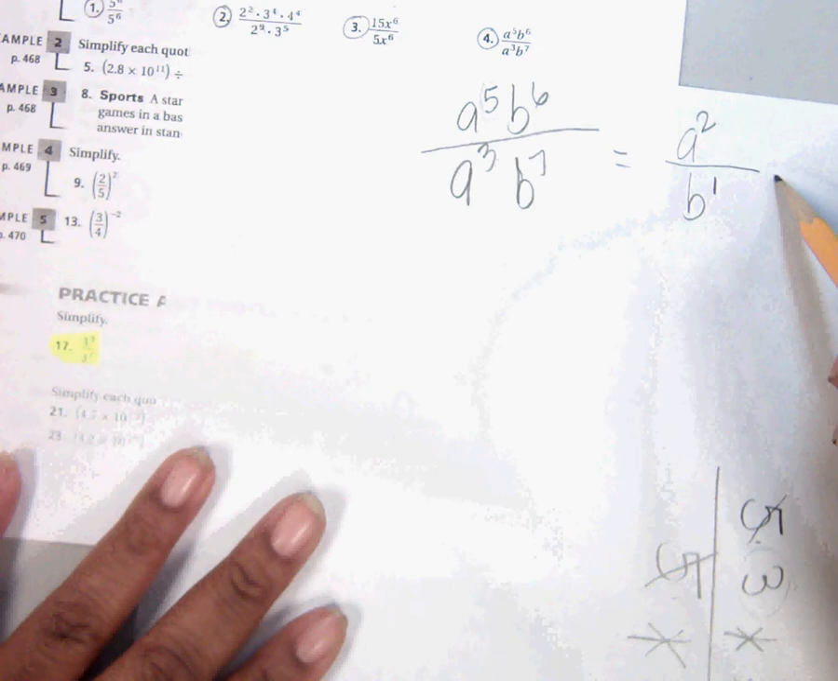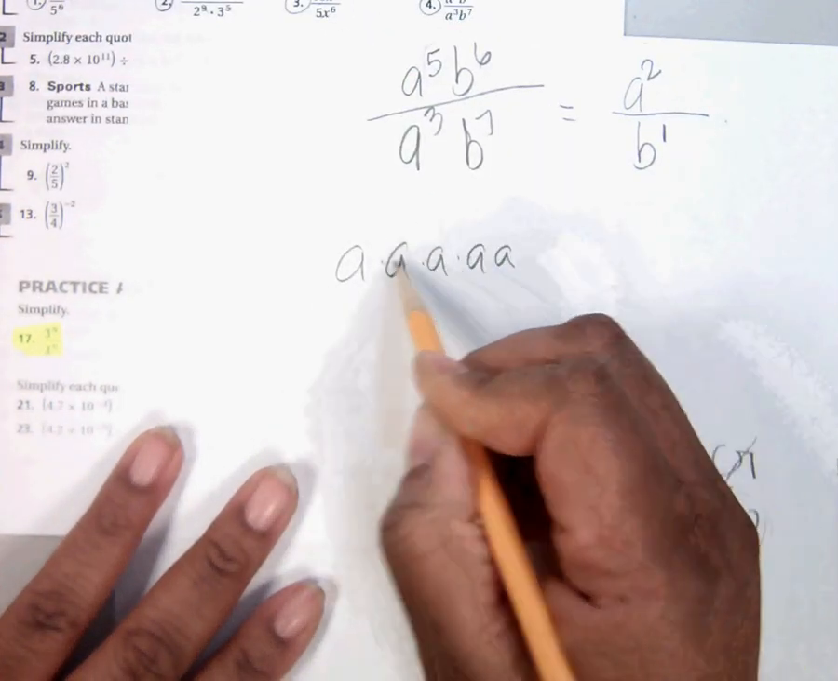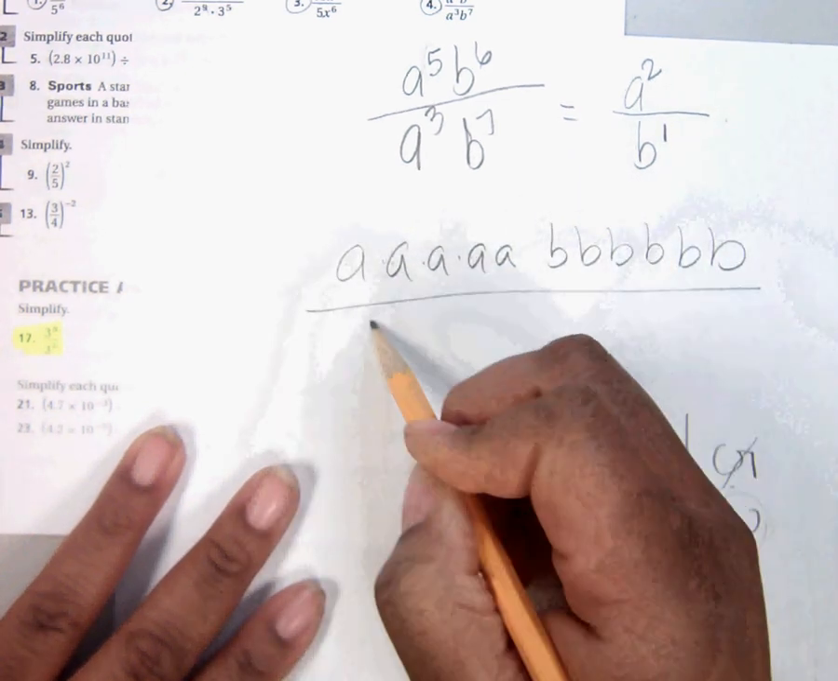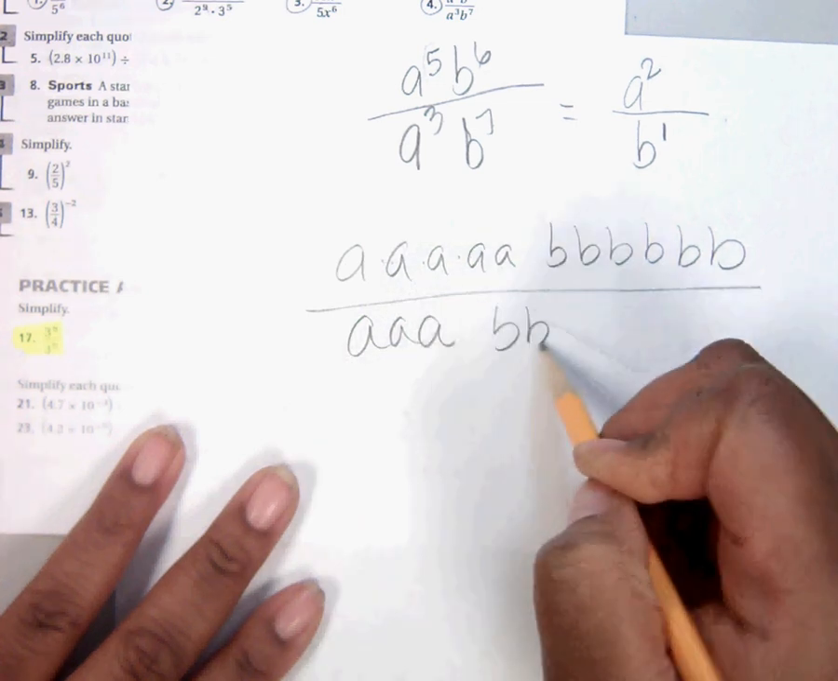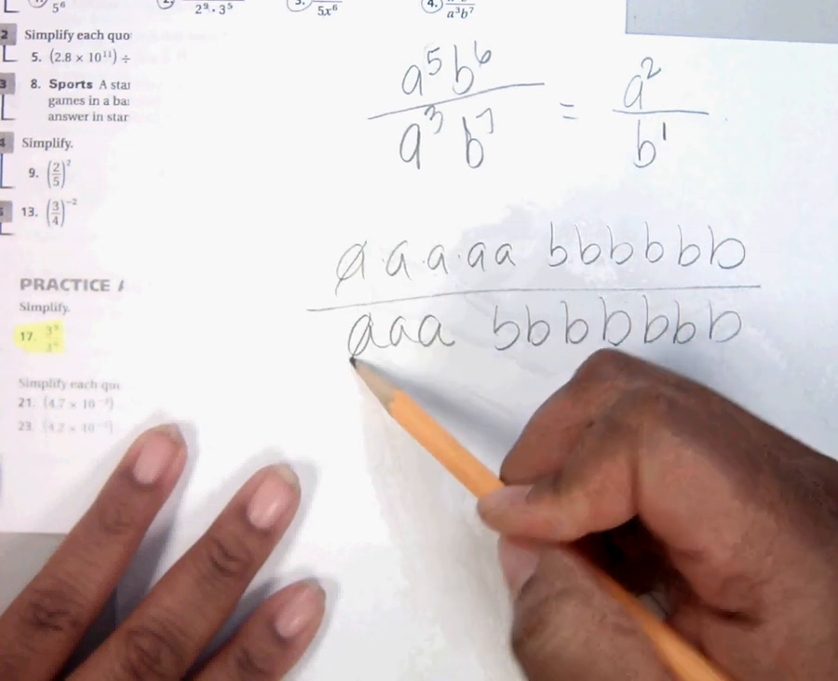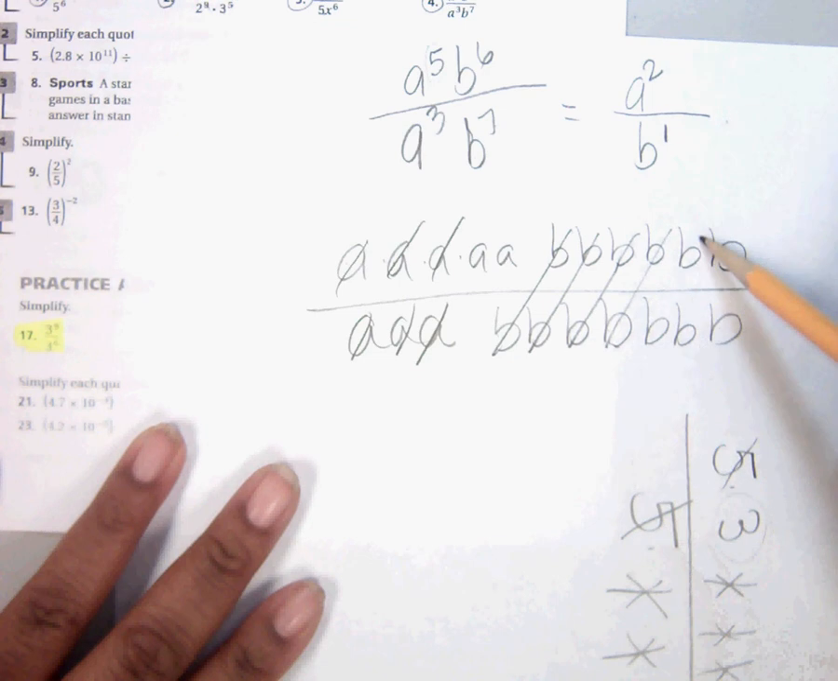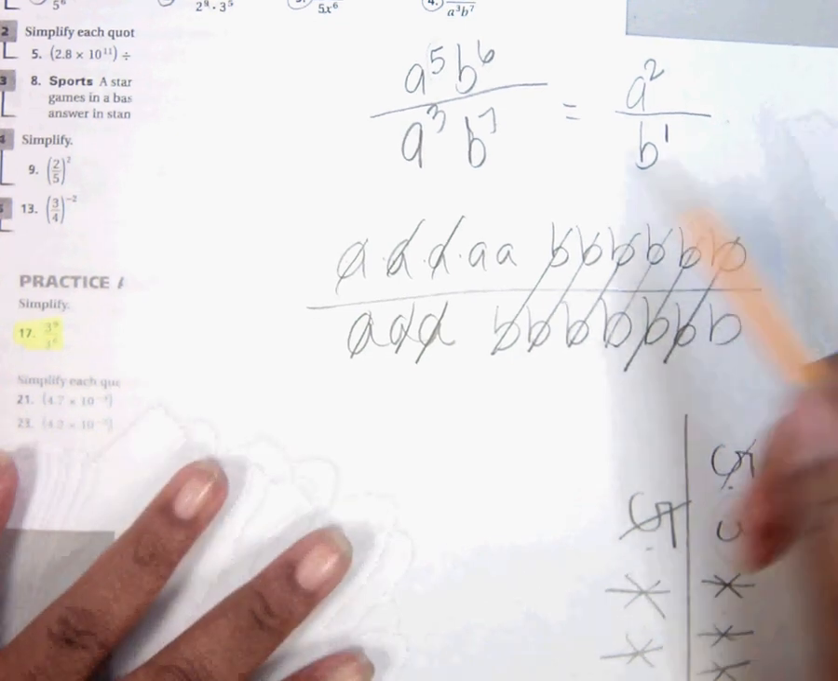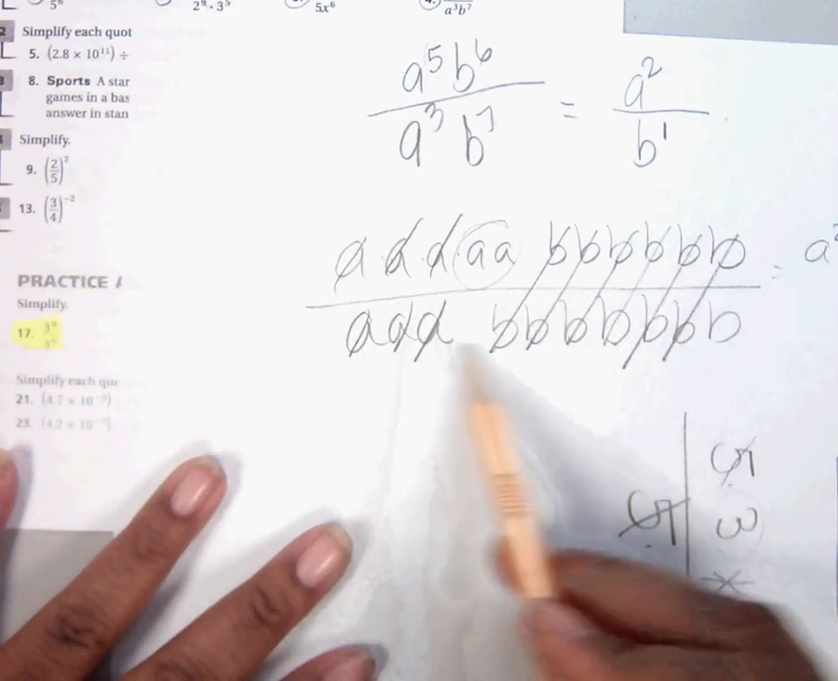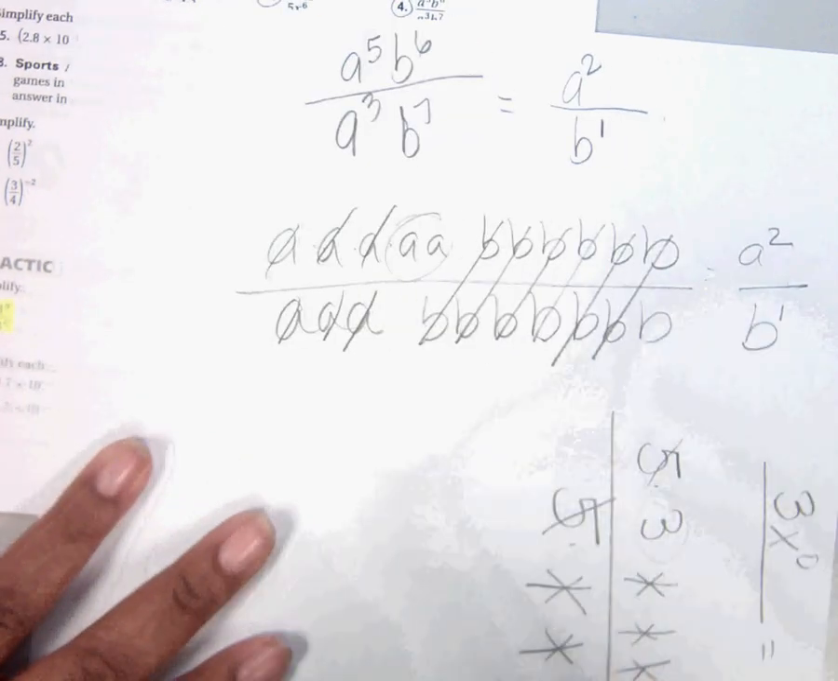That's the shortcut. Here's the long way. We have to write 5 A's, 6 B's, over 3 A's, 7 B's. Okay. Cancel. Okay, so we have 2 A's at the top and 1 B at the bottom. So we get the same answer no matter how you do it.